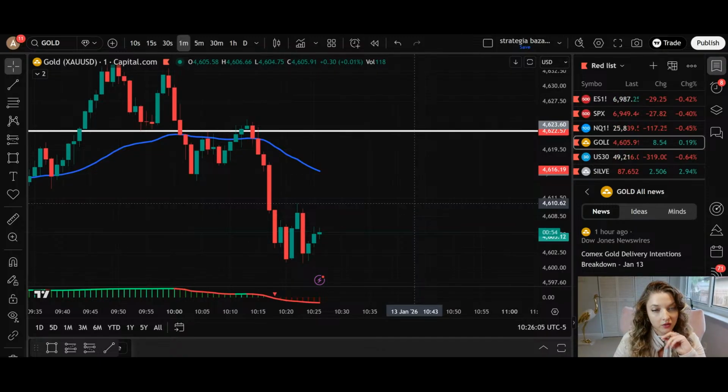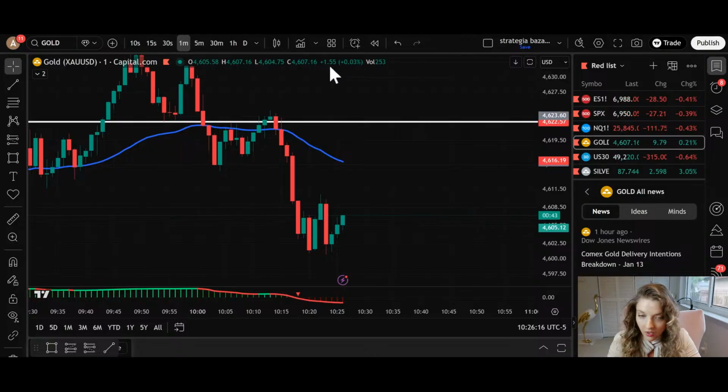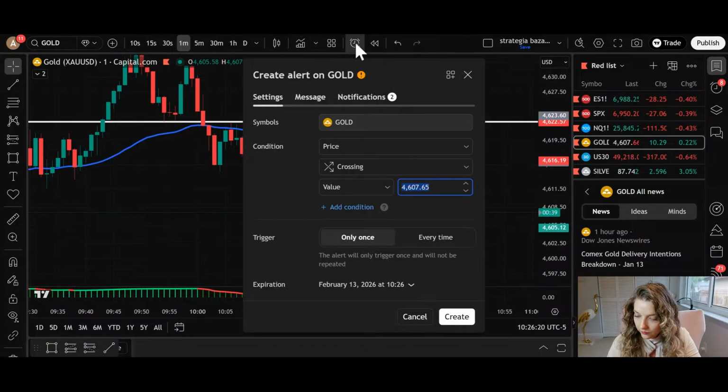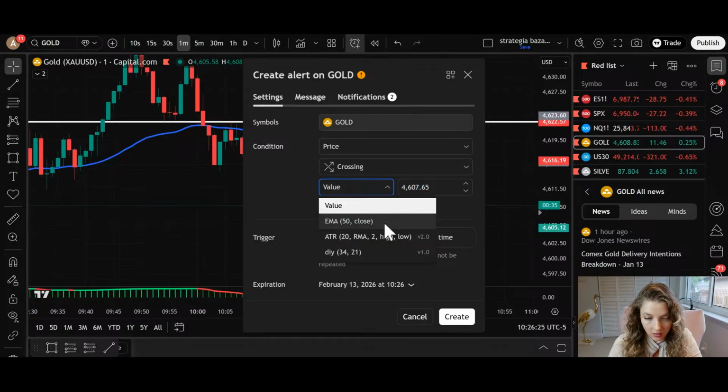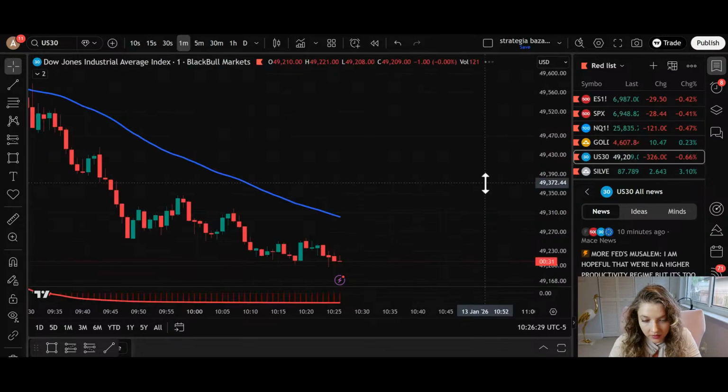Maybe wait for it. You think it's going to keep going down, yeah? Maybe if it gives another retest to the EMA, I will go. Alarm. Let's put an alarm. Price crossing EMA. Create.